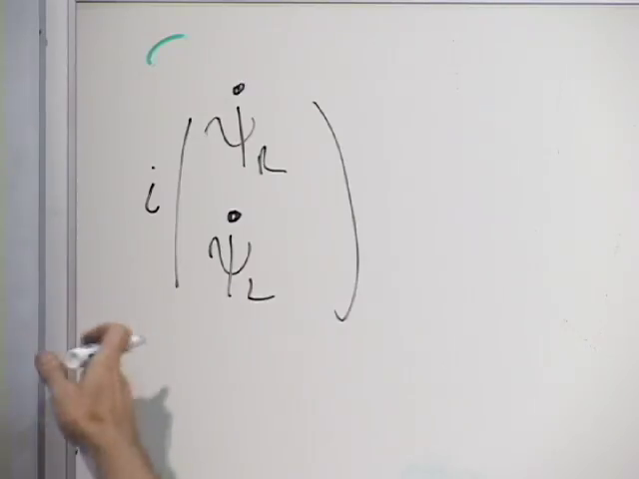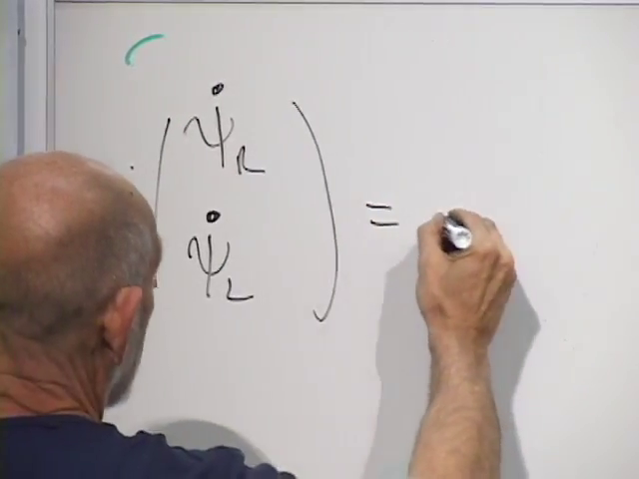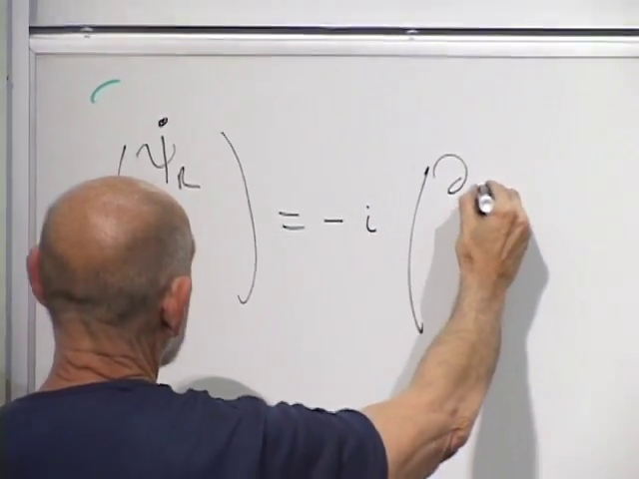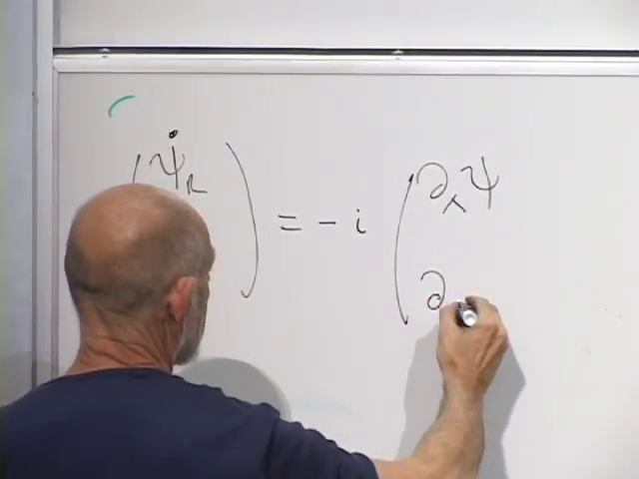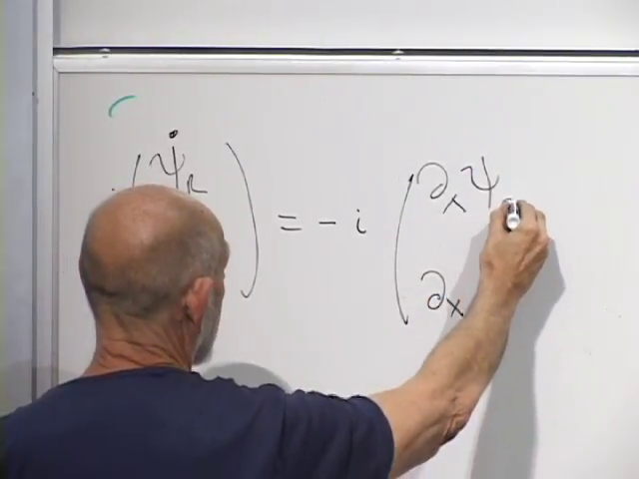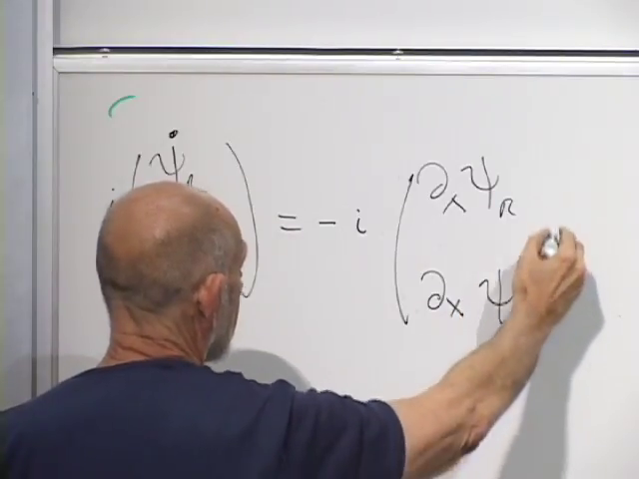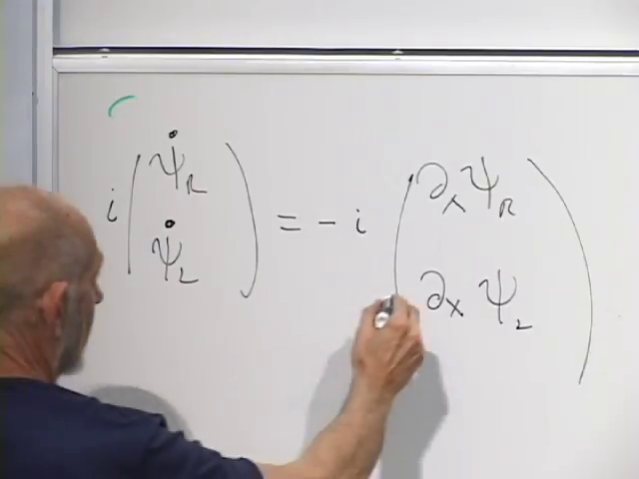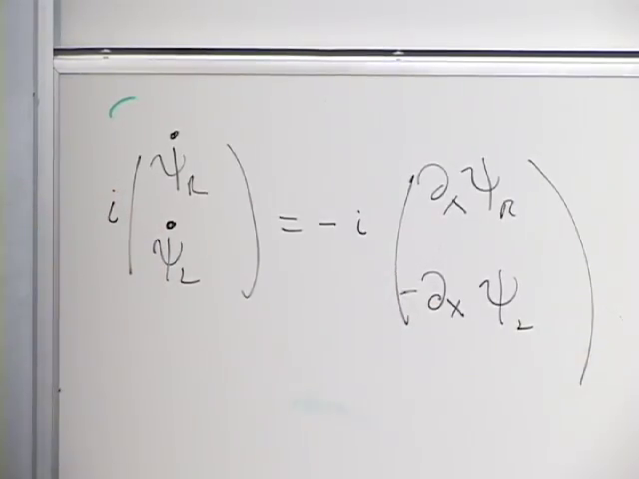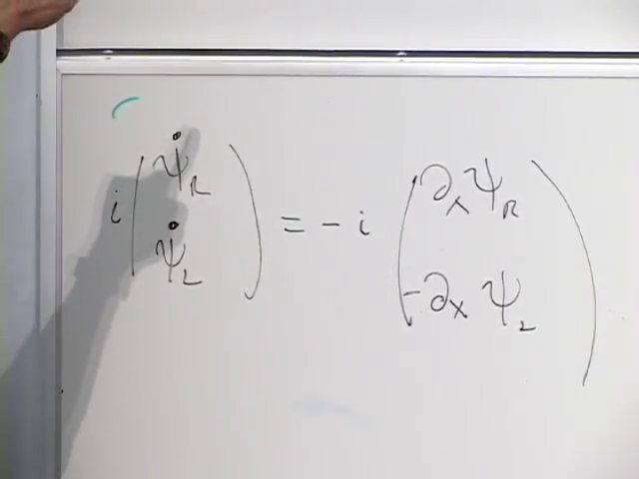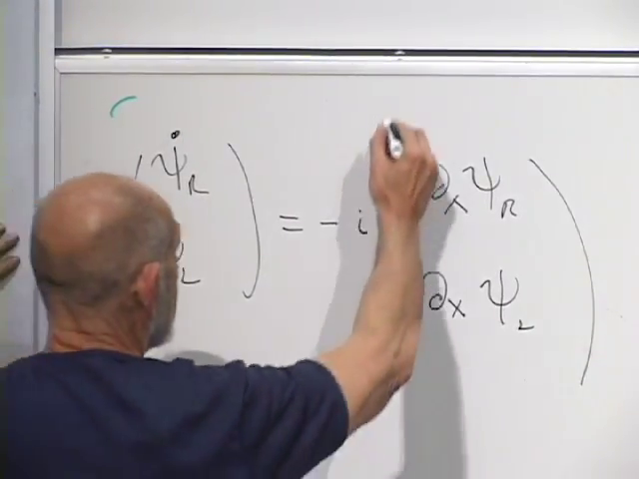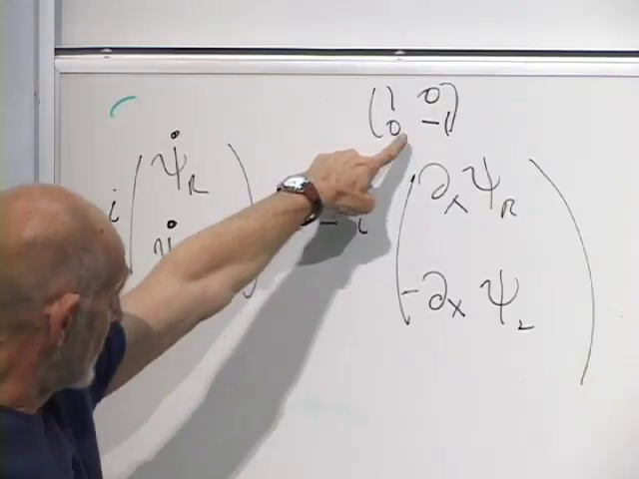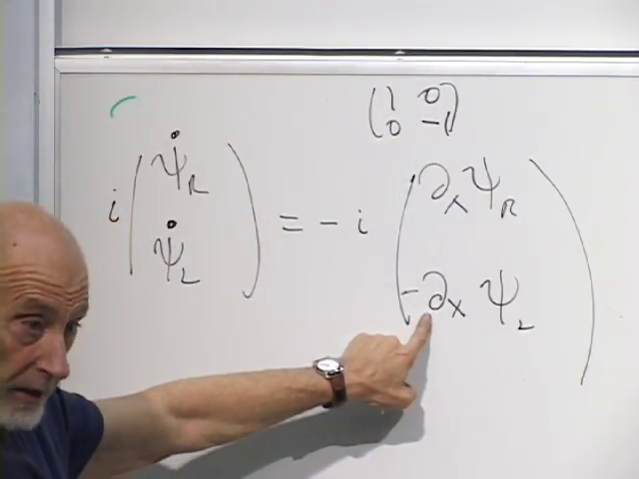All right, so I times the time derivative is equal to minus I, I believe, times the x derivative of psi right, and the x derivative of psi left. No, I'm missing a minus sign here, right? Where did that minus sign come from? It's alpha. Remember what alpha is. It's the matrix [1, 0; 0, -1]. So this minus 1 here gives you a negative sign down here.